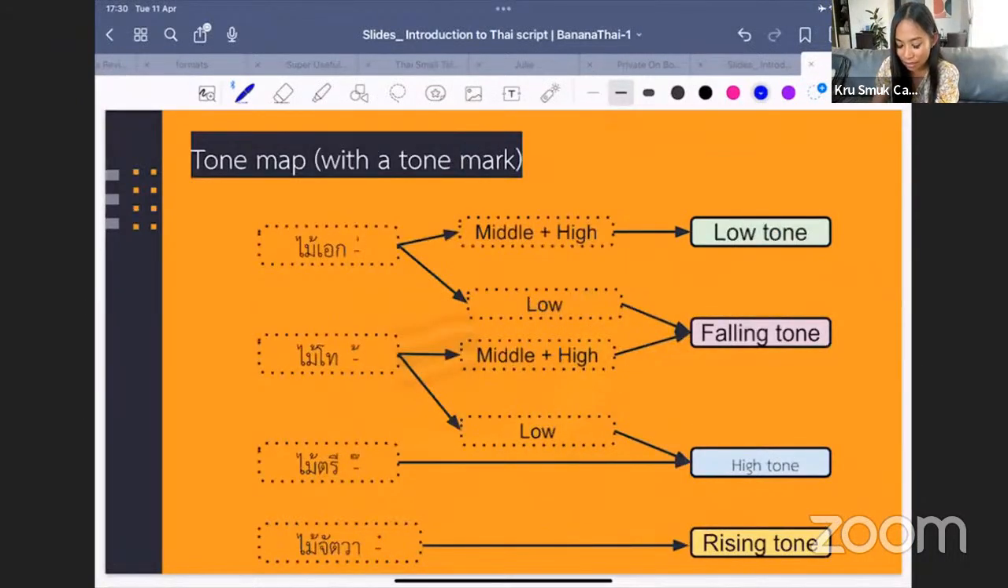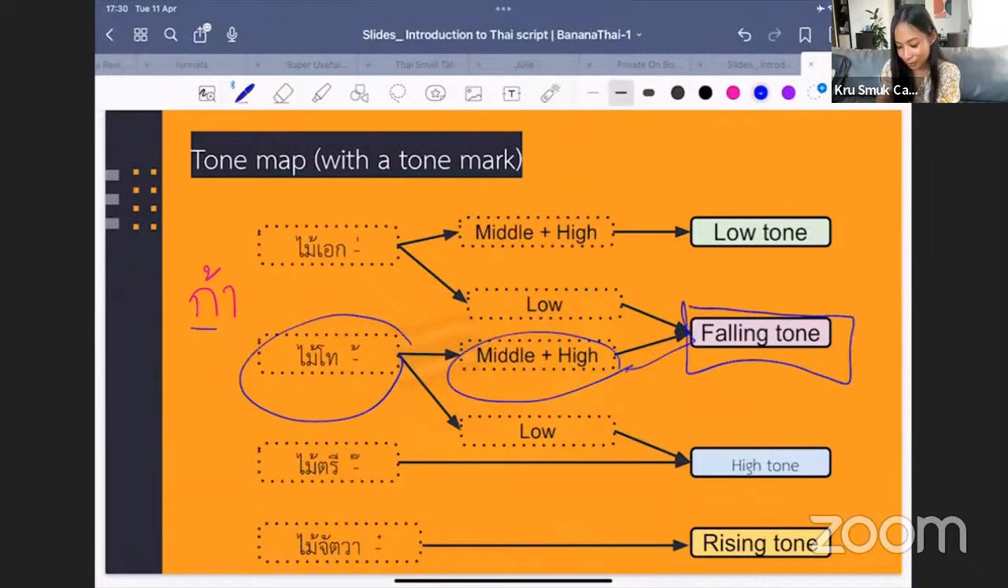If it is with a tone mark, let's say this word with my toe, so it is my toe here. Is it Gokai? What class is it, Gokai? Middle. It's go to the falling tone. So this word falls like this. Ga. Ga. Exactly. Now, do you think tone rule is difficult?